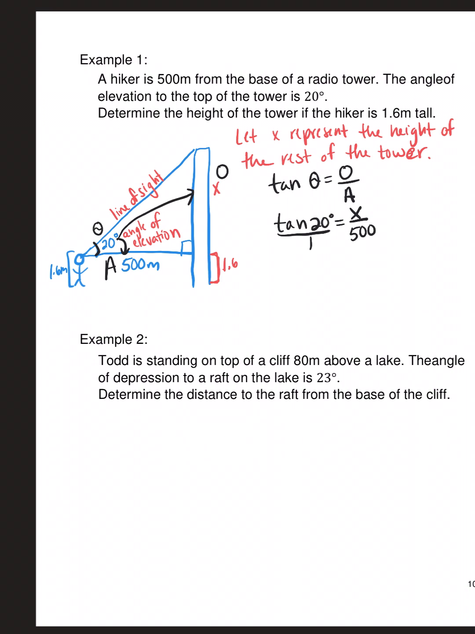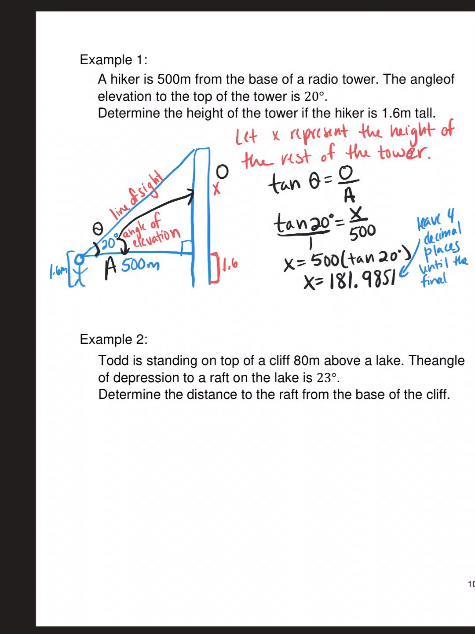So we will put that over 1 and cross multiply. So 1 times X is just X, and then we'll have 500 times the tangent of 20 degrees. So X will equal. And whenever you're answering these questions, we should always round right at the end. So I like to leave 3 to 4 numbers after the decimal, and then when we're doing our final answer, we'll round at that point. So let's say leave 4 decimal places until the final answer. Okay, don't round to 1 decimal place until you're completely done.